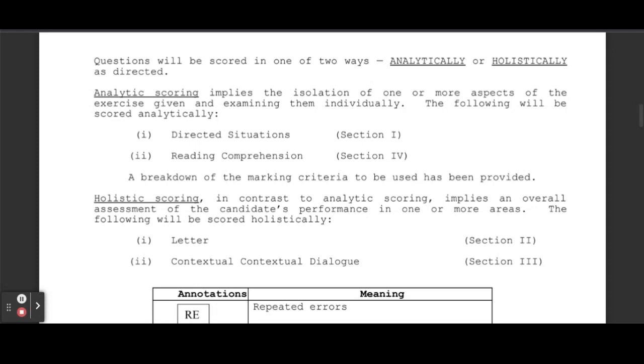Essentially, with analytical scoring, every single question is marked and scored individually. You're going to see that for directed situations, which is the trippiest of the trips. Holistic scoring is where you analyze the entire work in one or more areas. So we actually have to look at everything you wrote for holistic scoring.